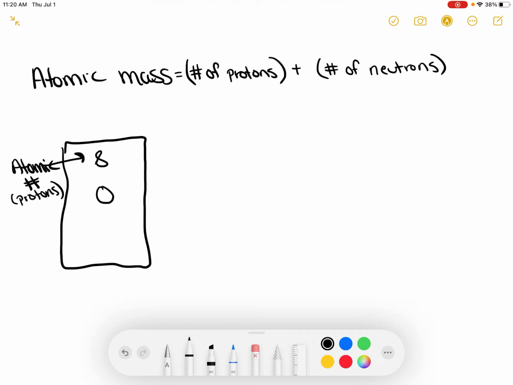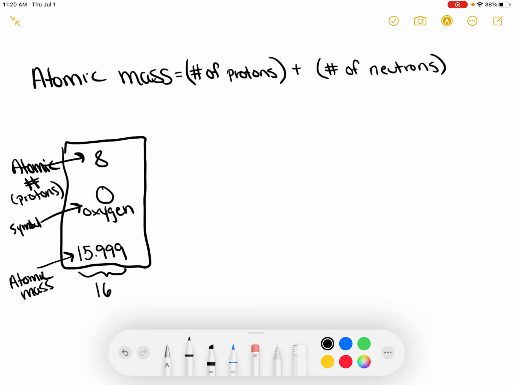Also, there's a symbol for oxygen, a big O. That's your symbol. And then at the bottom, there's a number for oxygen, 15.999, and that is your atomic mass. Now for this class and most other basic chemistry classes, you do not need to deal with that decimal number. You can always just round to the nearest whole number. So for oxygen, that would be 16.